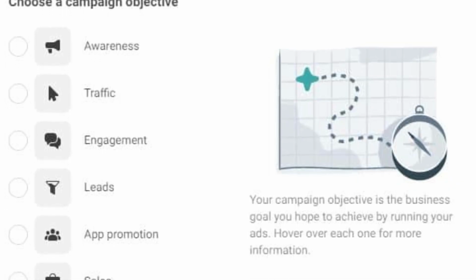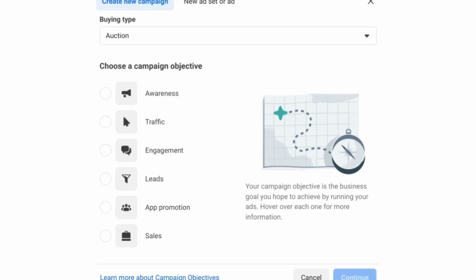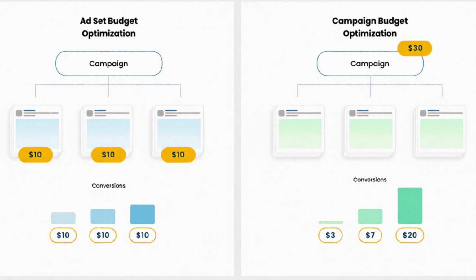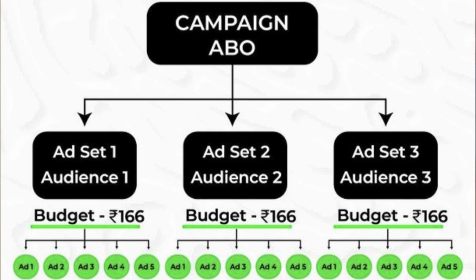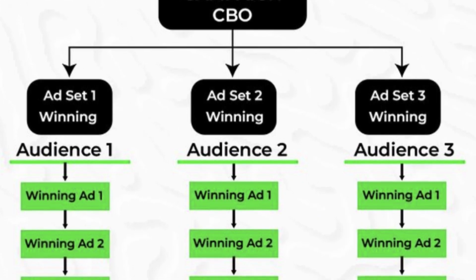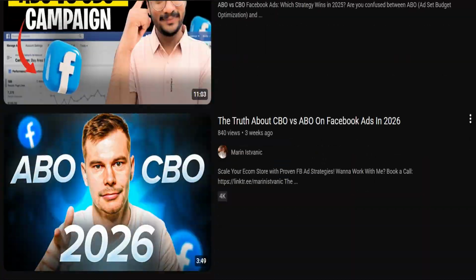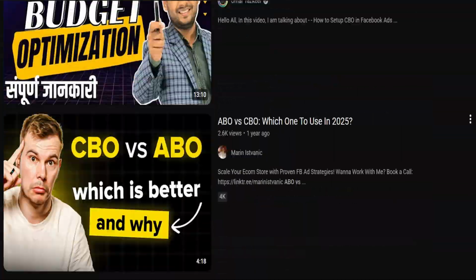We have different sections of campaigns. Usually, if you're trying to get sales, the best campaign would be the sales campaign. If you're trying to get leads, the leads campaign is the most effective one for you. And then we have different budgets, ABO or CBO. ABO is the budget on the ad set level, while CBO is the budget on the campaign level. There are a lot of videos about people talking exactly about these two campaign structures. I recommend you do ABO because this way you're going to simplify a lot the testing process of your creatives and of your targeting.